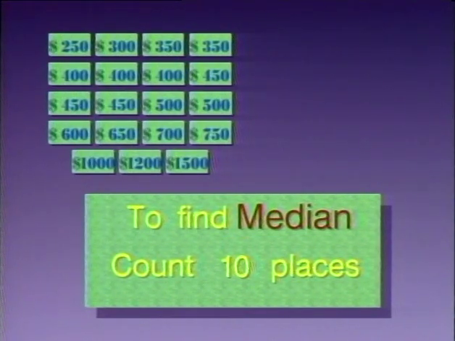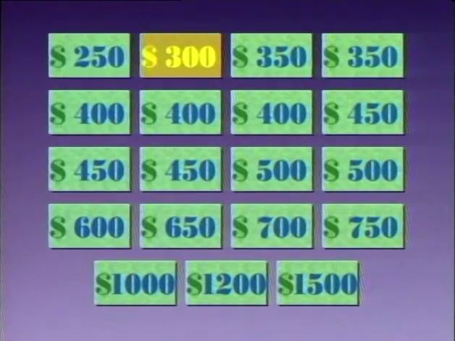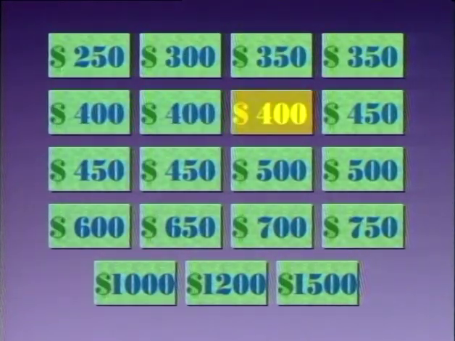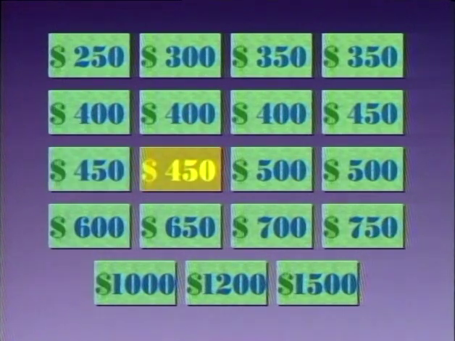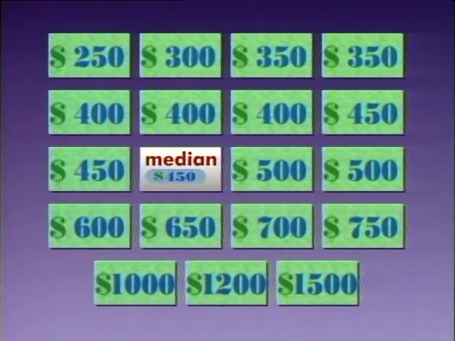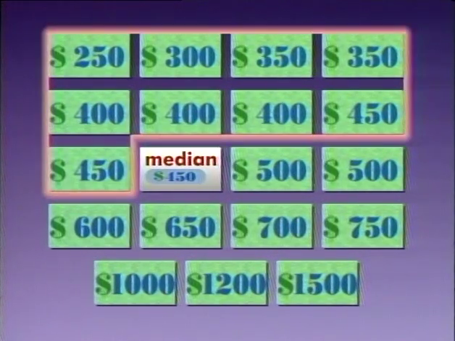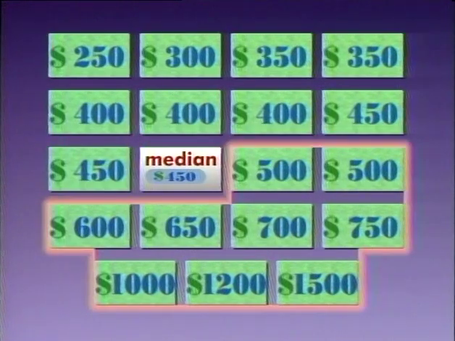So we simply count that many places up from the smallest observation in the series. We count up 10 places from the beginning of the list, and we find that $450 is the median salary in our little company. You can see how this procedure carries out our definition of the median. $450 is the central value in this distribution. There are 9 lower salaries and 9 higher.